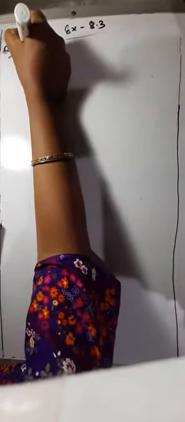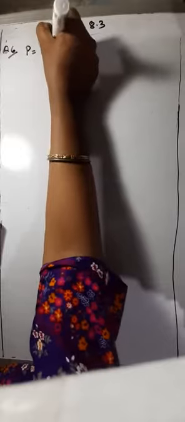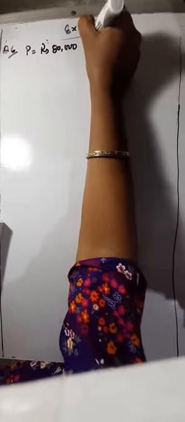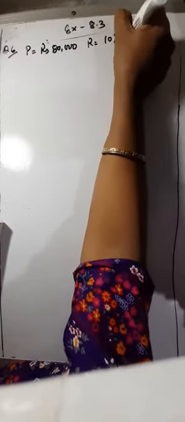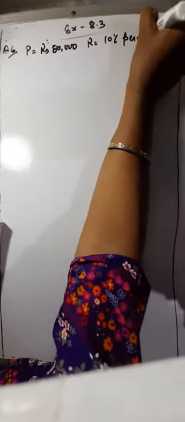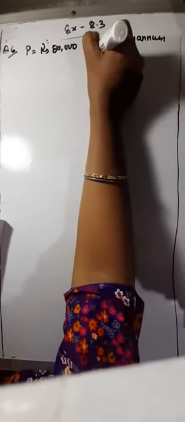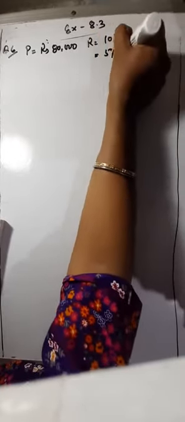Question number 6. Arif took a loan of rupees 80,000 from a bank. If the rate of interest is 10% per annum, find the difference in amount he would be paying after 1.5 years if the interest is compounded annually and compounded half yearly. In this question, principal amount is rupees 80,000. Rate of interest 10% per annum. That means 5% per half year.